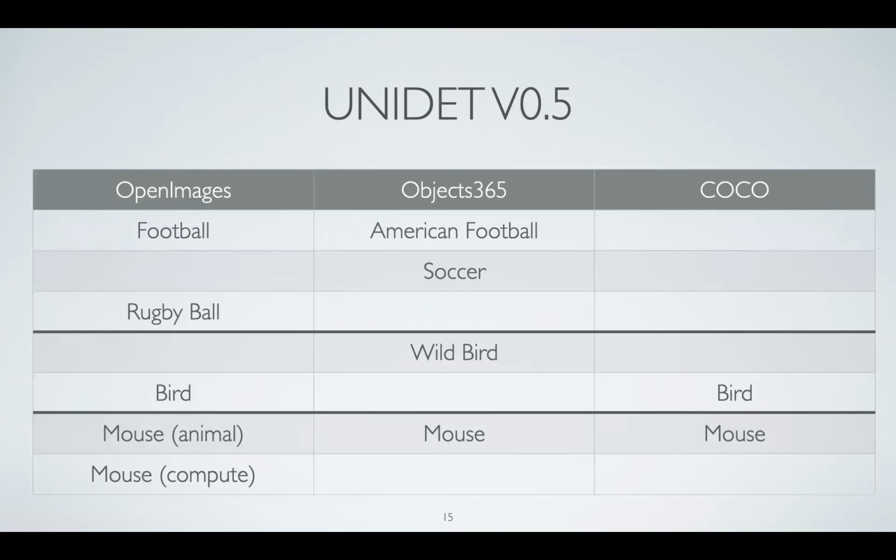Luckily, in this challenge, we don't need to do the manual merge ourselves. Oliver already did this for us. And here we select some interesting merges from Oliver's best effort unified label space. So an Open Images football is merged to American football in Objects365, while Objects365 soccer is a separate class. And the Objects365 wild bird is not merged with other birds. And the animal mouse in Open Images is accidentally merged with computer mouse in the other 2 datasets.